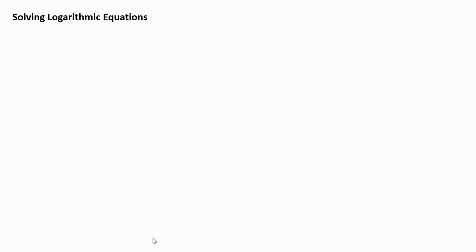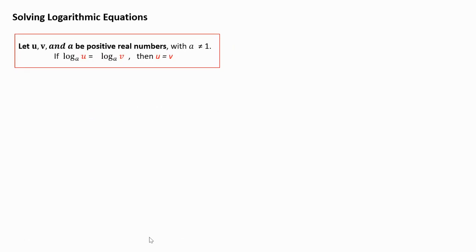Now, solving logarithmic equations continues. Here's another property that we're going to use. Let u, v, and a be positive real numbers, with a not equal to 1. If the log base a of u equals the log base a of v, so these are the same log with the same base, then u must equal v. Example.